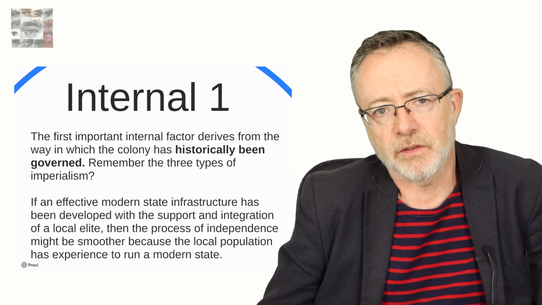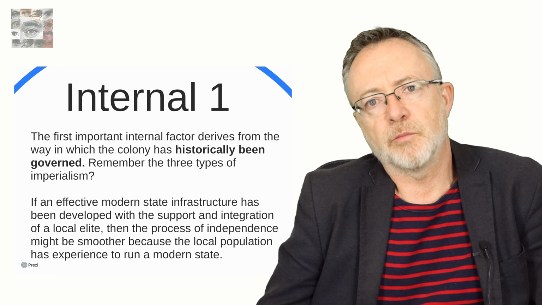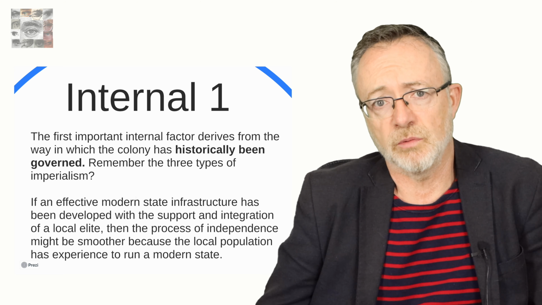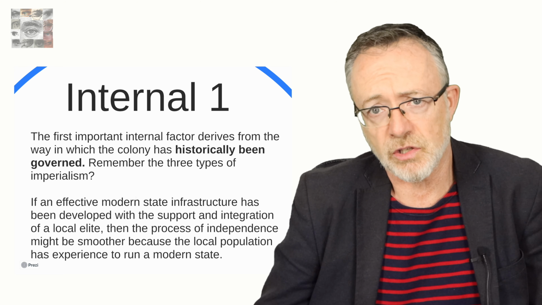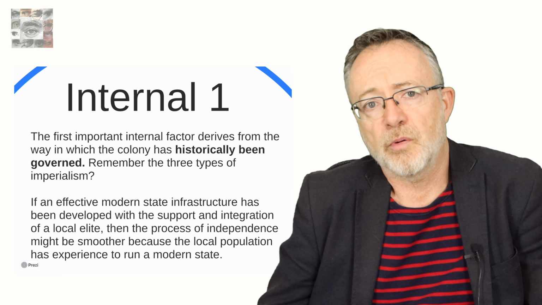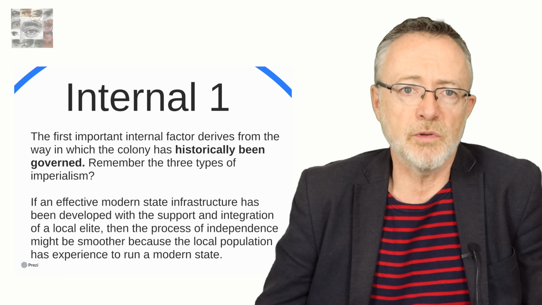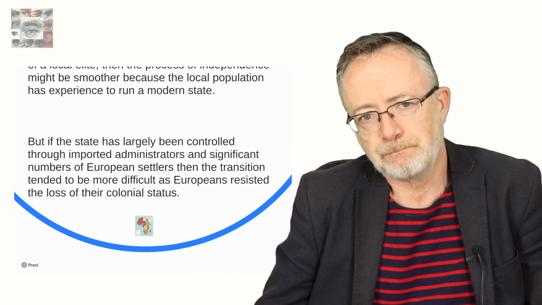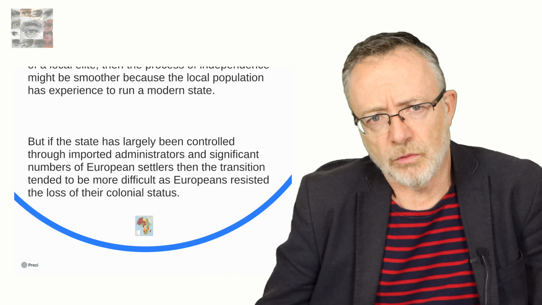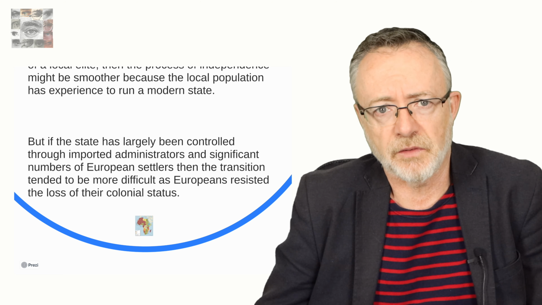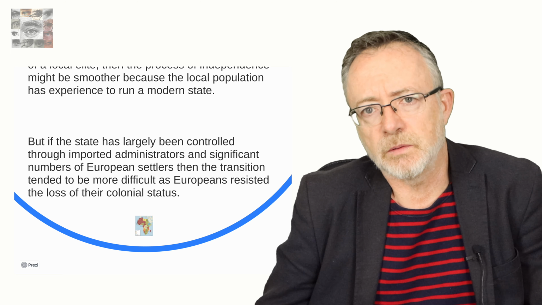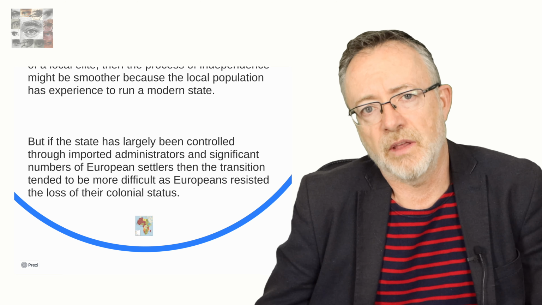The nature of previous colonial rule, therefore, makes a significant difference. If an effective political state has been developed with the modern infrastructure you would expect, if it has the support and integration of the local elite, then the process of decolonization or independence might be smoother because the local population has the experience to run a modern state. But if the state has largely been controlled through imported administrators and significant numbers of European settlers, then the transition tends to be rather more difficult as Europeans resist the loss of their colonial status.